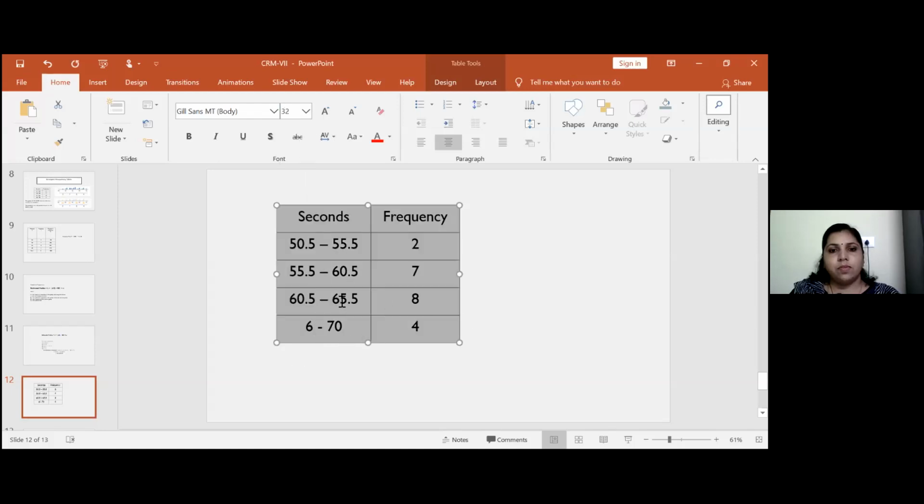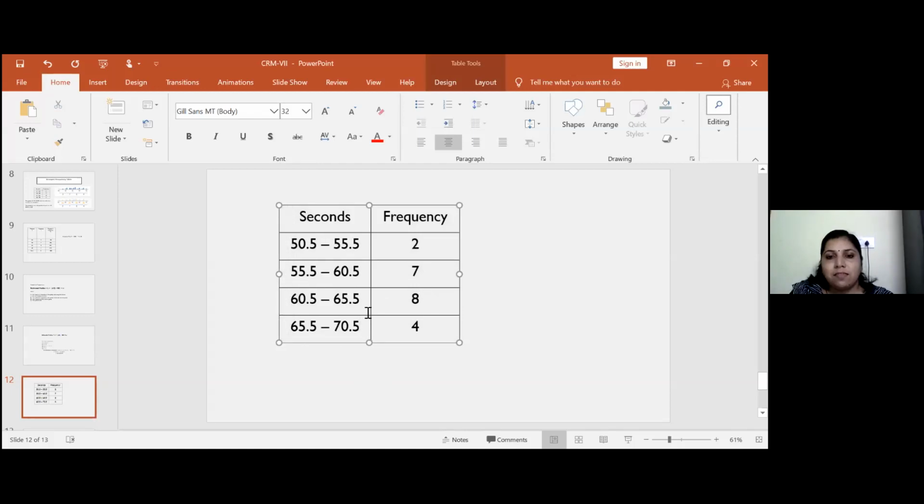So 65.5 and below, then 65.5 to 70.5. Likewise, you can convert that column into a continuous class, where we end with 65.5 and start with 55.5, so there is no gap in between. So this is called a continuous class. Here we can see the highest frequency, between 50.5 and 70.5, the highest frequency value is 8, in this column.